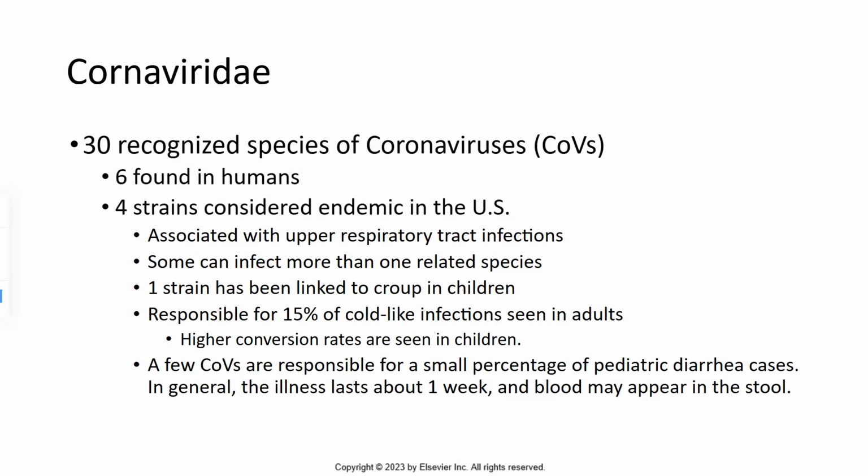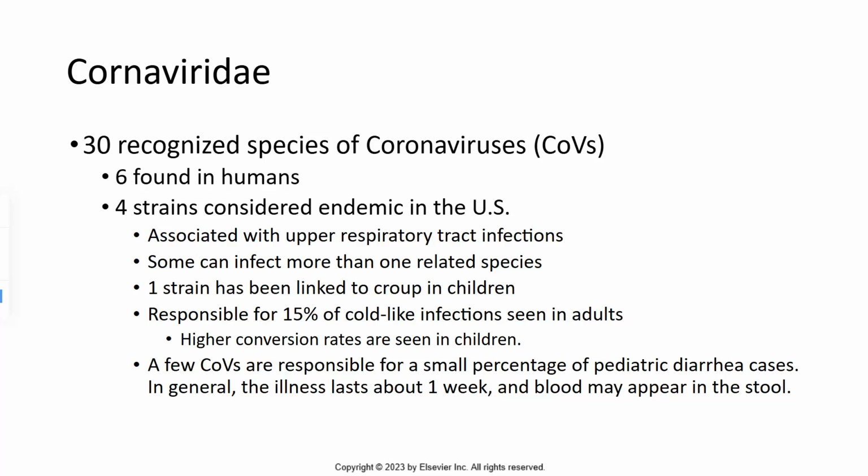And coronavirus, so the coronaviruses. There are 30 recognized species of coronaviruses. Six are found in humans. Four strains are considered endemic in the United States, associated with upper respiratory tract infections. Some can infect more than one related species.